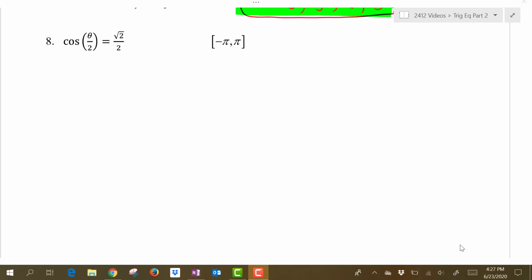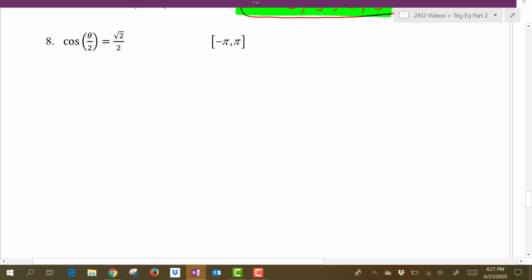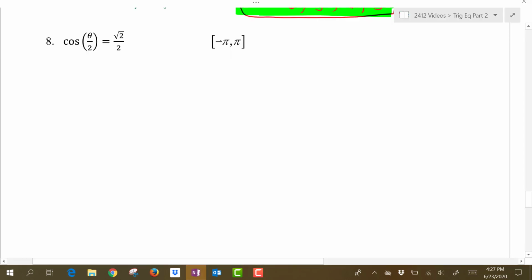All right, for this next example, we're looking to solve cosine of theta divided by 2 is equal to the square root of 2 over 2. The interval that we're given is between negative pi to pi. We want to remember that this is the interval for which we are asked to find solutions for theta. So we're finding all possible solutions for theta within the given interval.